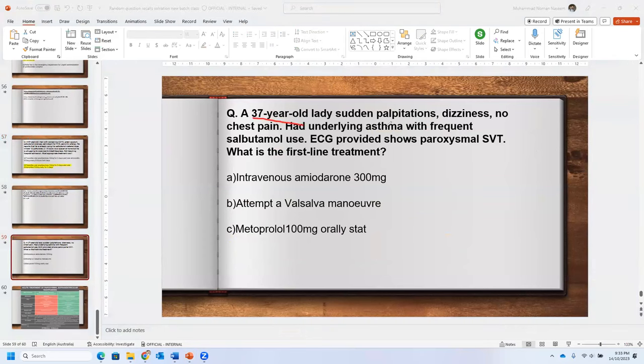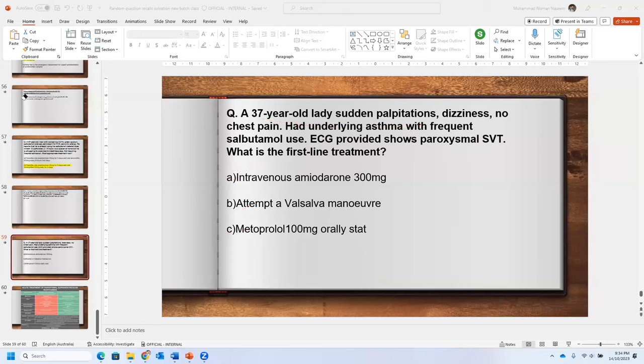A 37-year-old lady had sudden palpitations, dizziness, no chest pain, had underlying asthma with frequent salbutamol use. The ECG shows paroxysmal supraventricular tachycardia. What is the first line treatment you do for her? IV amiodarone, Valsalva maneuver, or metoprolol?